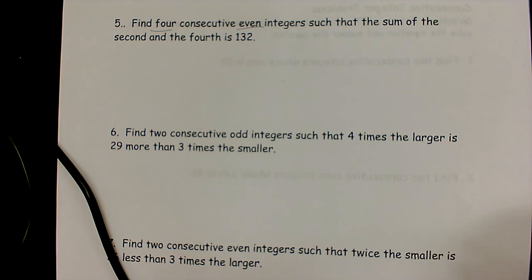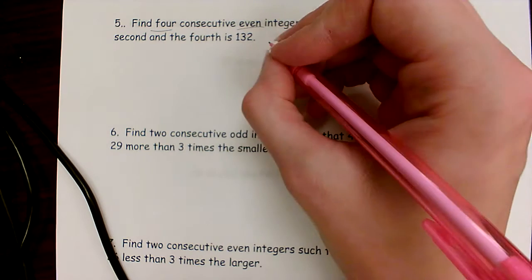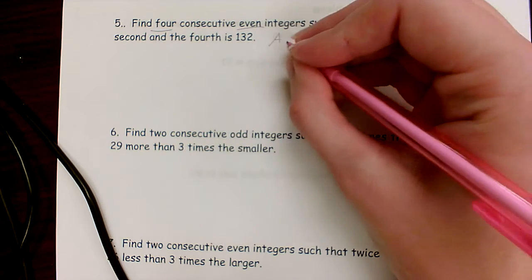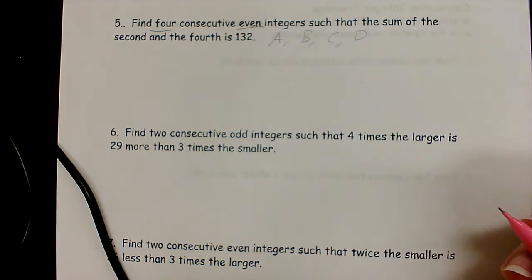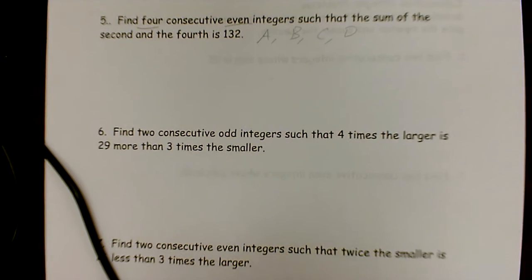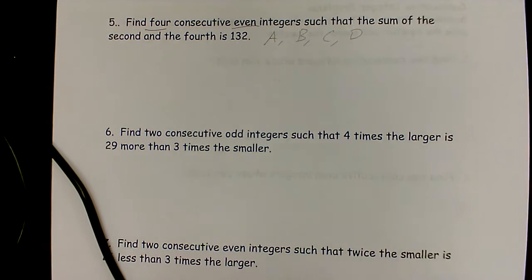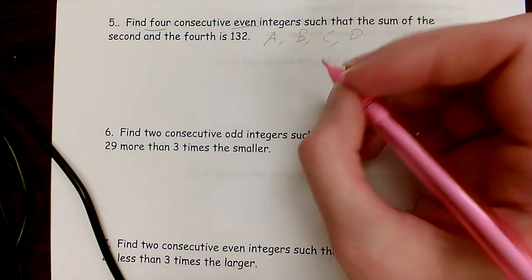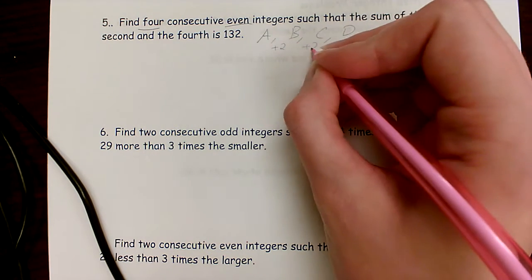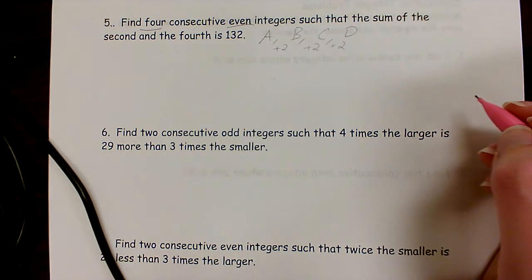is 132. So I'm looking for 4 numbers, so I need 4 letters. I'm going to use A, B, C, and D. Can you see that? You kind of can. I might switch to pen later if it gets too blurry. They're even integers. So to get from one number to the next, I'm adding 2.